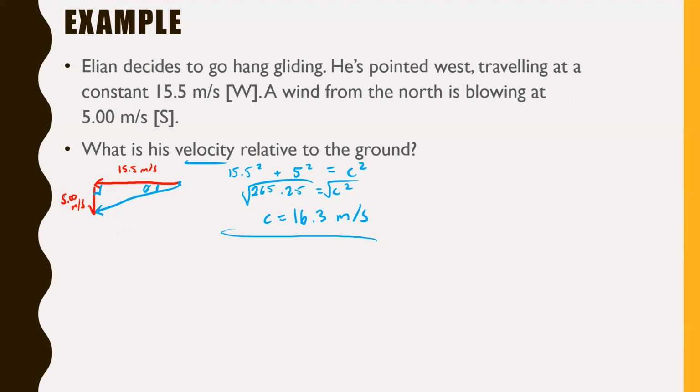So notice we know 5 meters per second, that's our opposite side, at least compared to theta. And 15.5 is our adjacent side compared to theta. Opposite and adjacent from SOHCAHTOA matches up with tan, because tan is opposite over adjacent. So we can say, tan of theta, for whatever theta is, the opposite side, which is 5, divided by the adjacent side, which is 15.5.